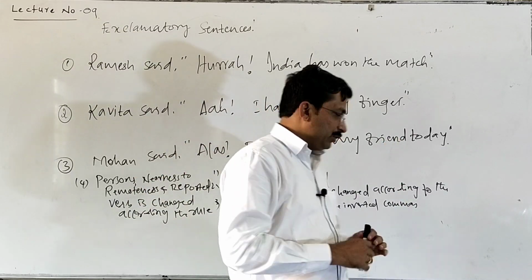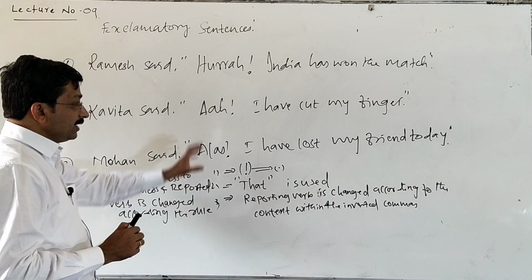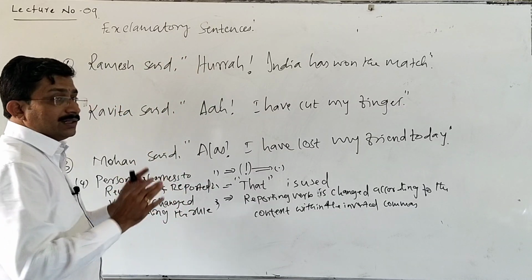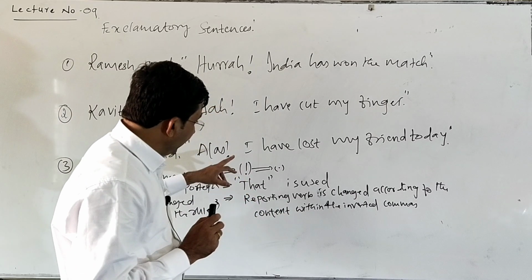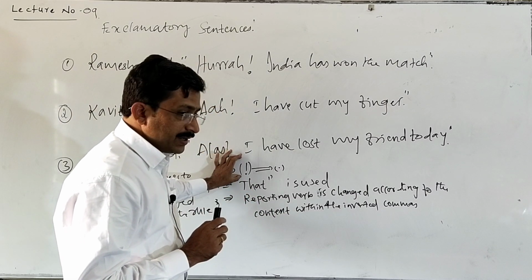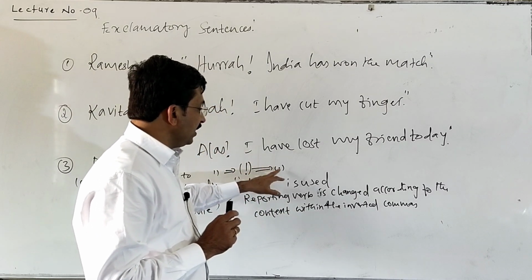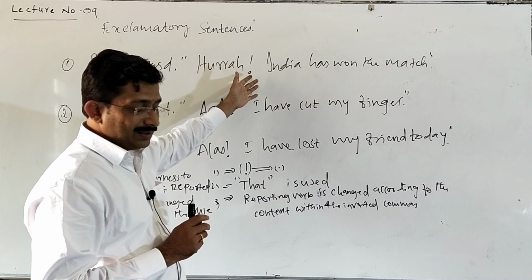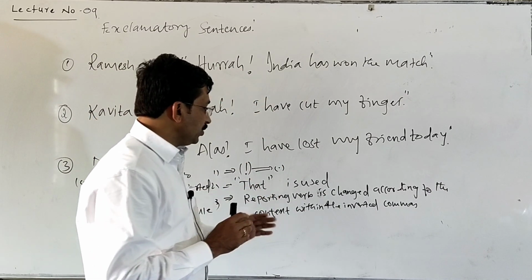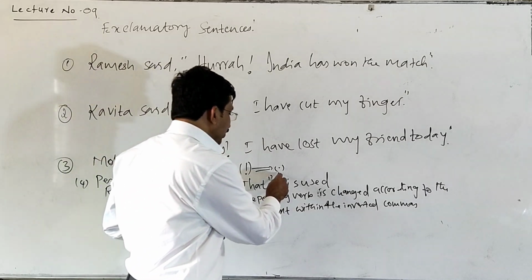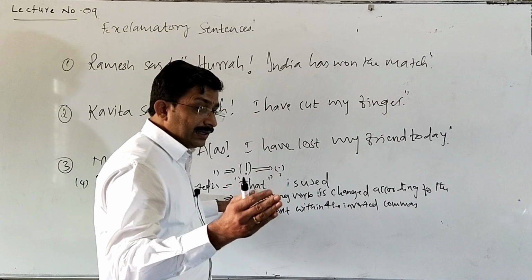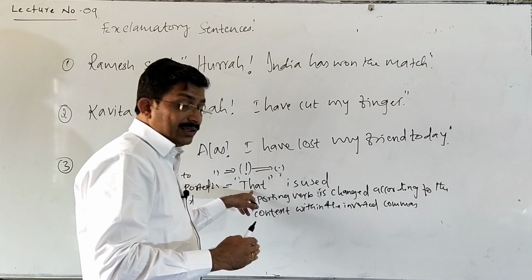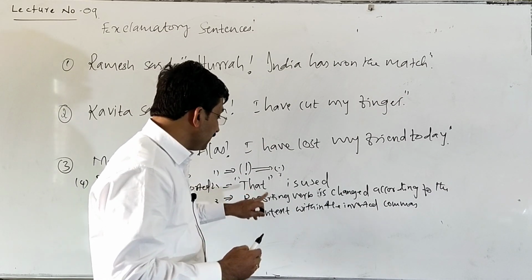So this is the rule I am talking about over here. Concerned with interrogative sentences, my dear students, please remember, here we must change the exclamatory sentence into an assertive sentence while changing. We'll solve now. Then we should use that. That is used. The same is not used in imperative and interrogative. In assertive and exclamatory, there we use that.